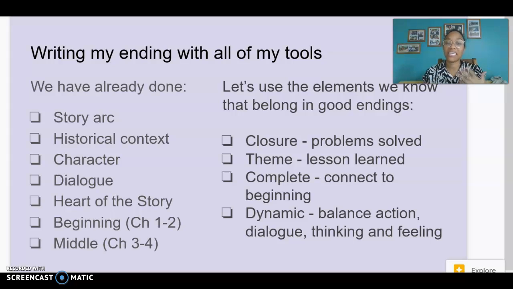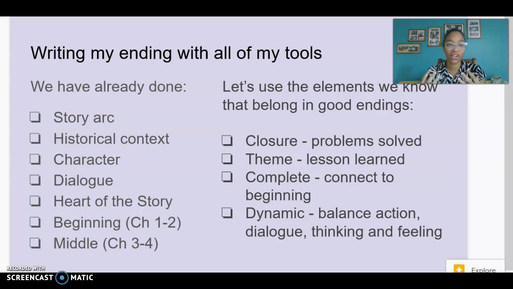In the theme, we need to see that the main character learns a lesson. You don't have to tell us, but you should show us. The story should feel complete. The end needs to connect to the beginning. And we can connect it through imagery. We can connect it through repetition. There's a lot of ways to make that connection. And finally, we want to tell our story in a dynamic way. We want to balance the action, dialogue, thinking, and feeling so that our story doesn't have too much or too little of any of them.